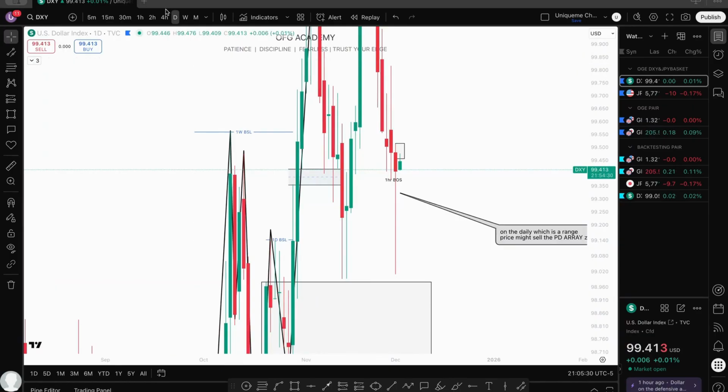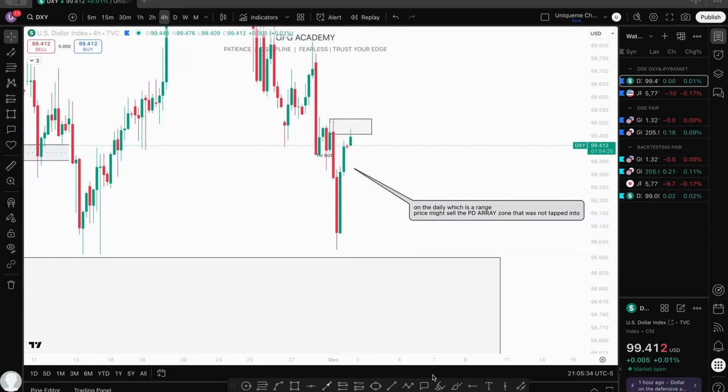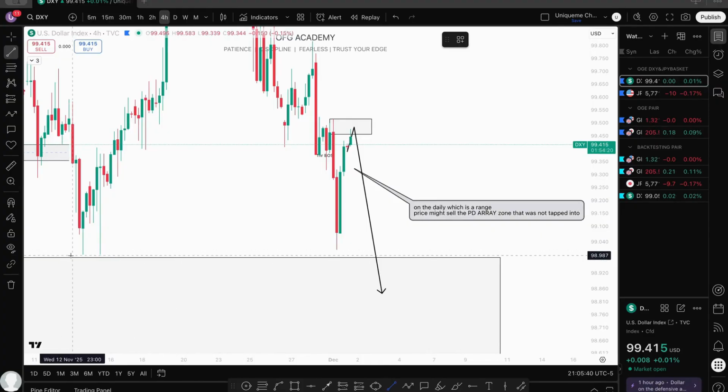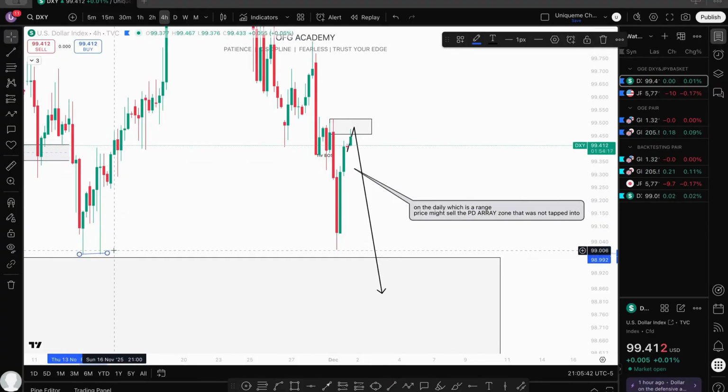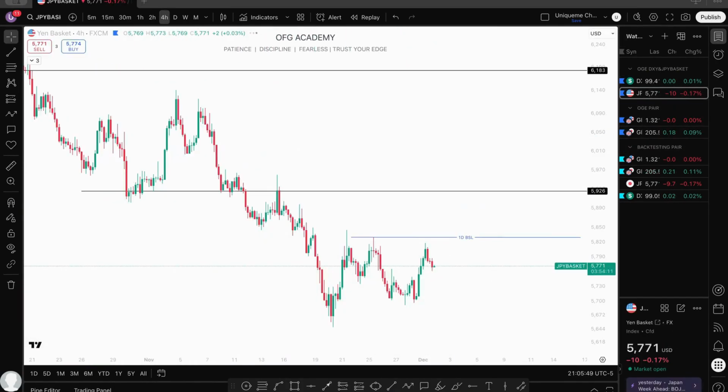Let's see. There's no reaction. Even for the 4 hour time frame, there is still nothing. So price might sell down here to clear out this liquidity below here, because there's an equal low here. I can't take this trade because it's not in either London or New York session, so it's not for me. Now, I'm trying to be very fast.